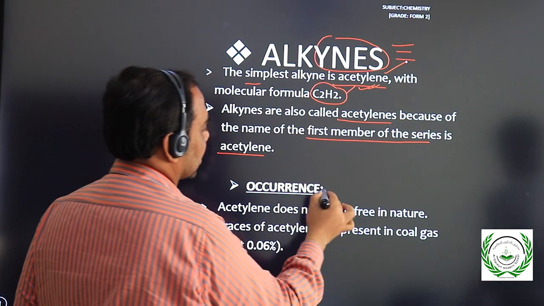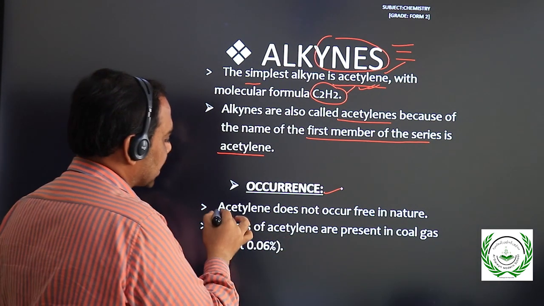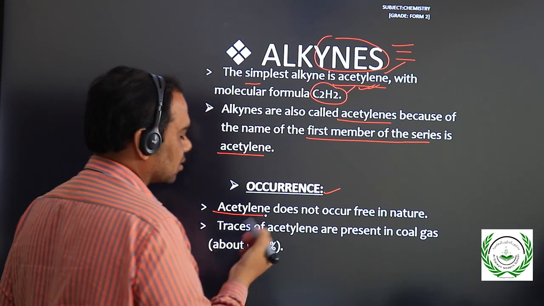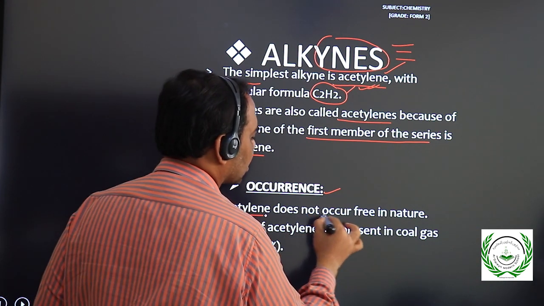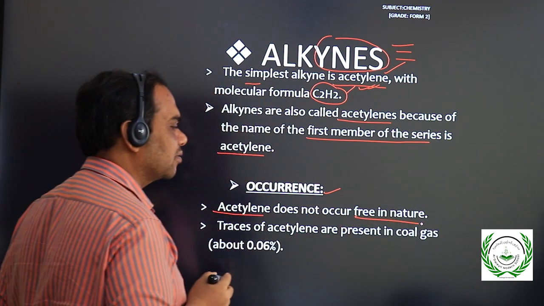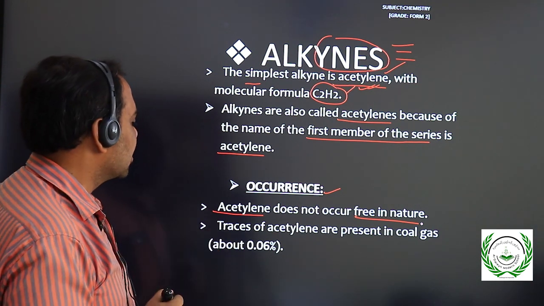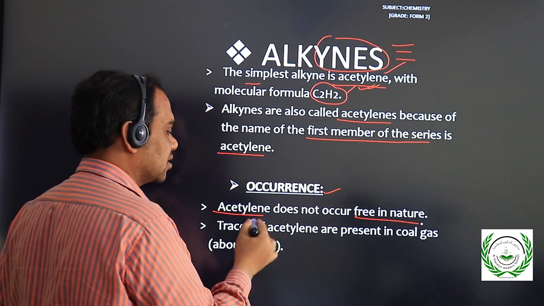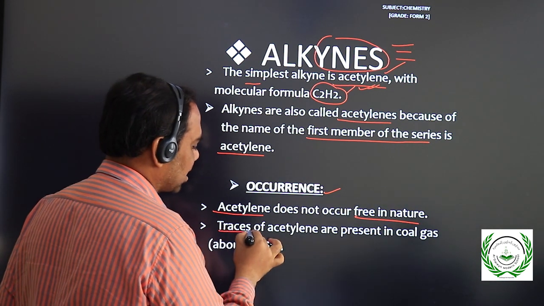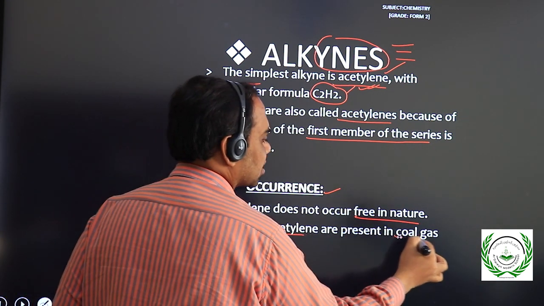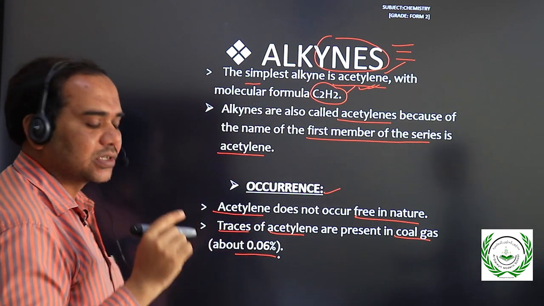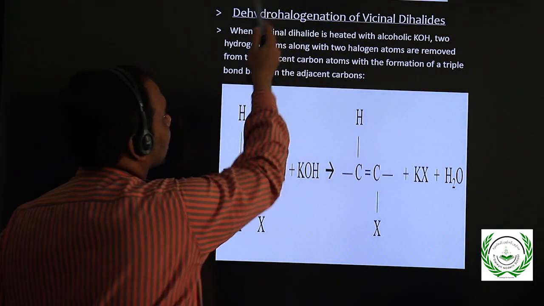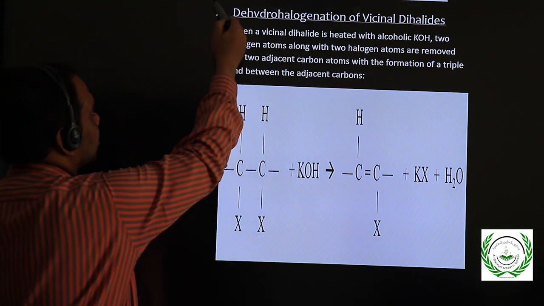Now, occurrence. Where do they occur? Acetylenes do not occur free in nature. It means they are in the combined state because they are reactive. Because of the triple bond, they are reactive, so they occur in the combined state. Traces of acetylene are present in coal gas, about 0.06%.